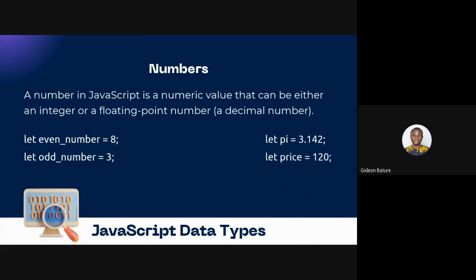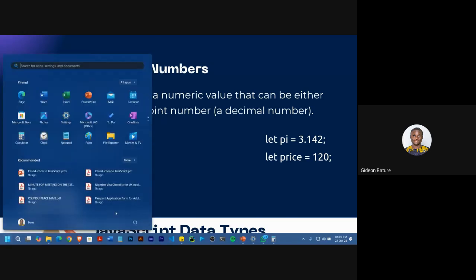So let's start with numbers now, right? A number in JavaScript is a numerical value that can either be an integer or floating point. Integer simply means whole number. Then floating point numbers are simply decimals, like 8.2. That's a floating point number in programming. Mathematically they call it a decimal number. So now let's declare numbers and see.